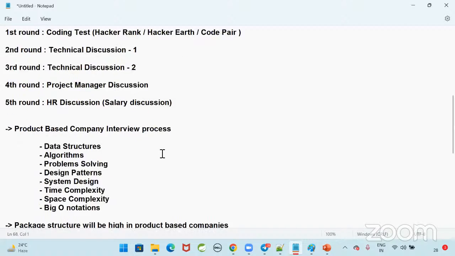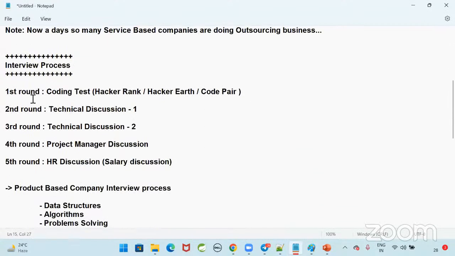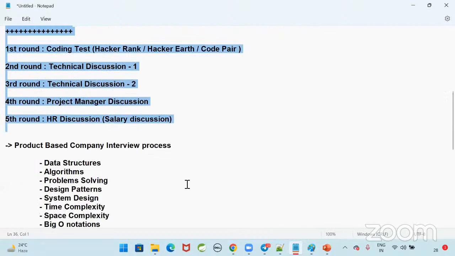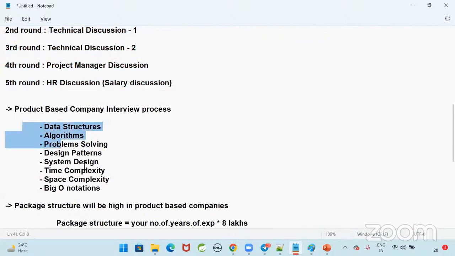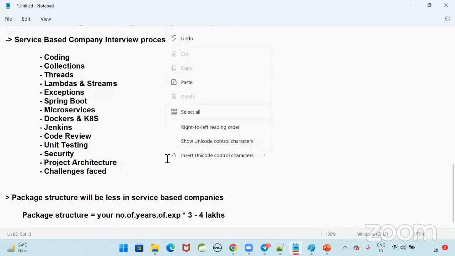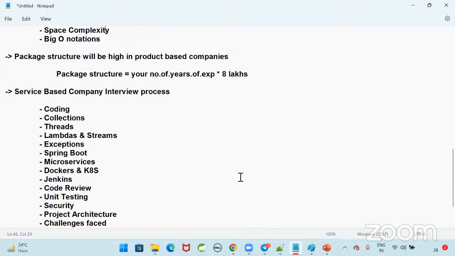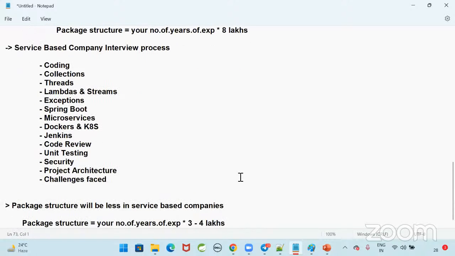Clear? Good. So I hope you understood what is a product based company, what is a service based company, and what is an outsourcing company, and how the interview process will be there in the companies, and what kind of questions will be asked in the product based company, what kind of questions will be asked in the service based companies, and how the salary structure will be there in the product based company, and how the salary structure will be there in the service based companies. Is this clear for everyone?